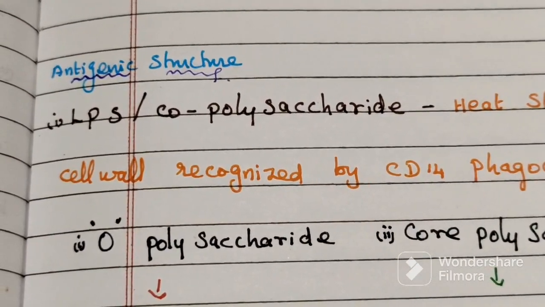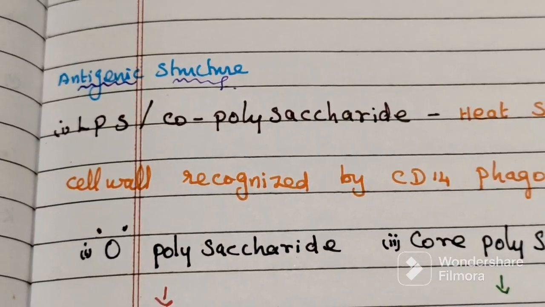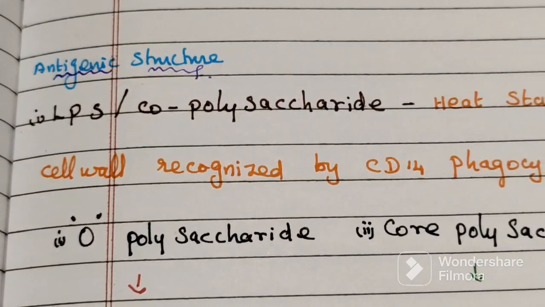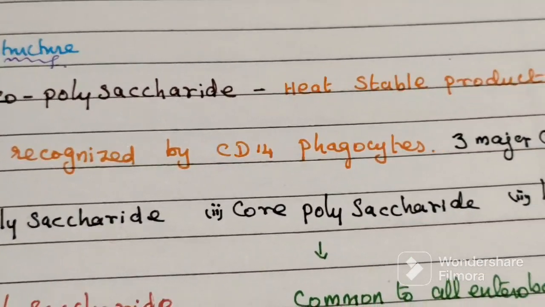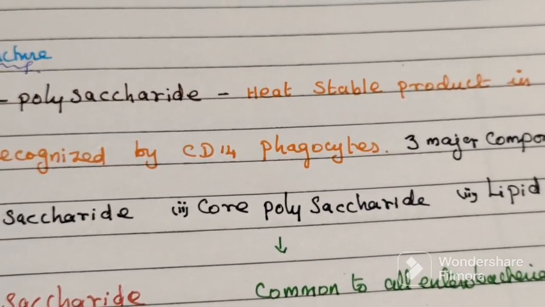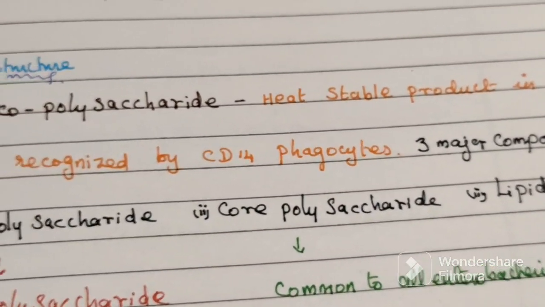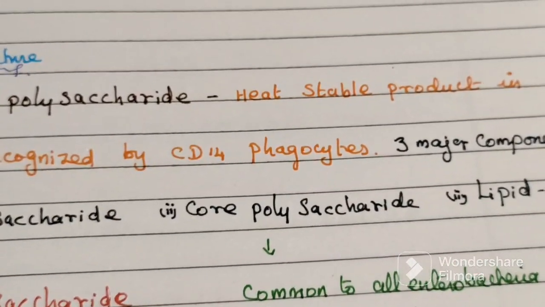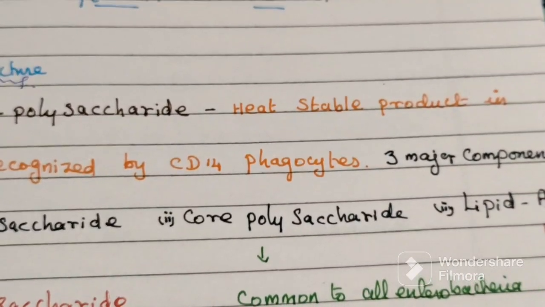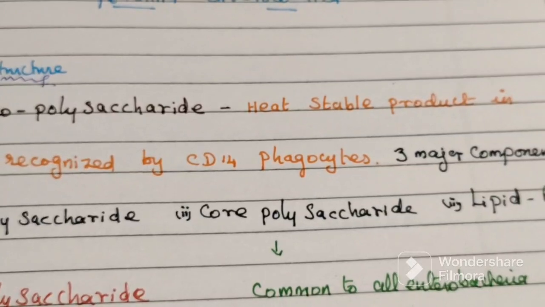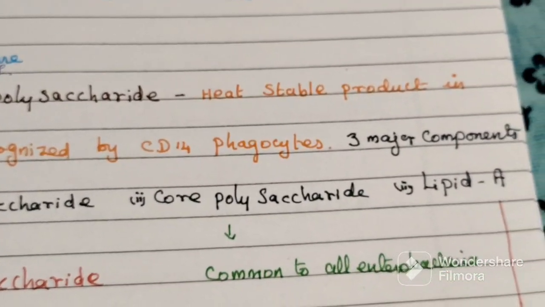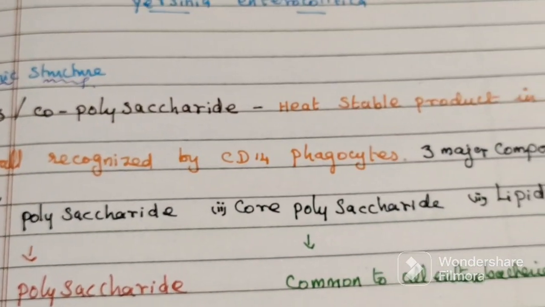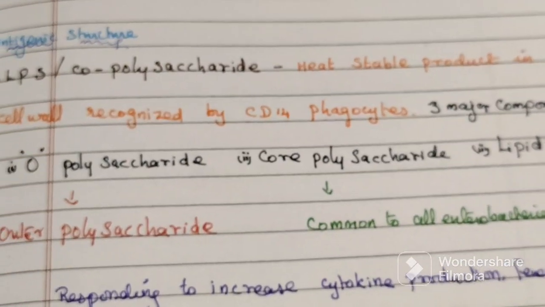Antigenic structure of Enterobacteriaceae. The gram-negative cell wall differs from the gram-positive wall. Lipopolysaccharide, LPS, also called endotoxin, is a heat-stable product in the cell wall that is recognized by CD14 on phagocytes. When CD14 binds LPS, it allows the bacterium to be phagocytosed. LPS has three major components.